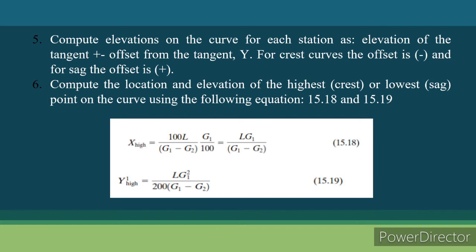Then compute the location and elevation of the highest crest or lowest sag point on the curve using the following equations, 15.18 and 15.19, where x high is equal to the length times grade 1 all over grade 1 minus grade 2, and y high is equal to length times grade 1 squared all over 200 times the quantity grade 1 minus grade 2.